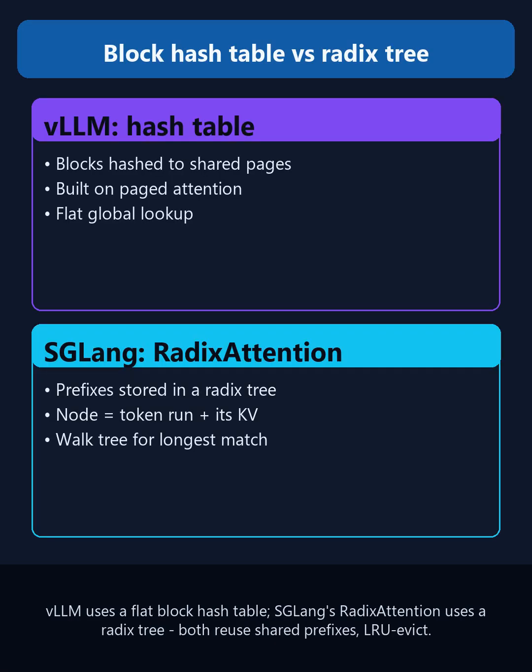There are two popular designs. vLLM uses a flat hash table. Block hashes point to shared physical pages, built on paged attention. SGLang uses radix attention, storing prefixes in a radix tree, a compact prefix tree where each node holds a run of tokens and its cache. A new request walks the tree to find its longest match. Both reuse shared prefixes automatically, both evict least recently used leaves when memory is tight.